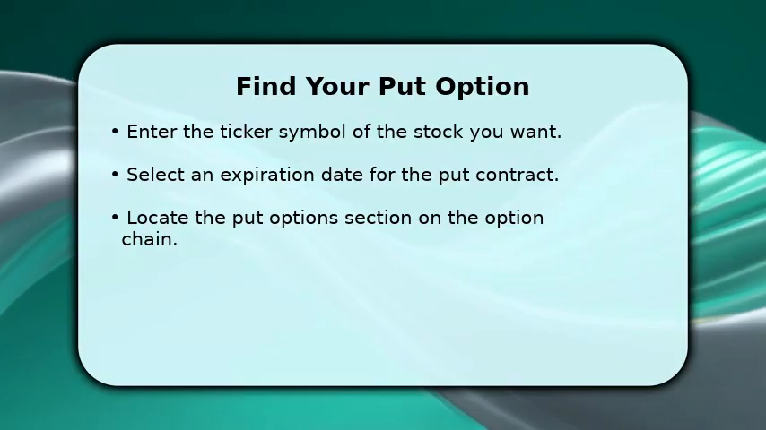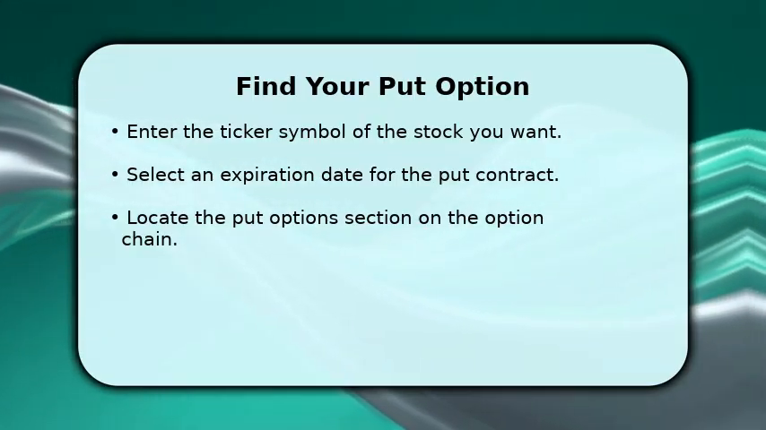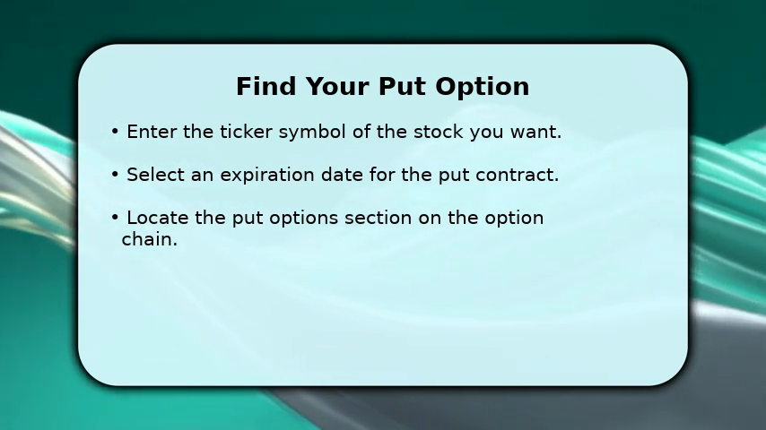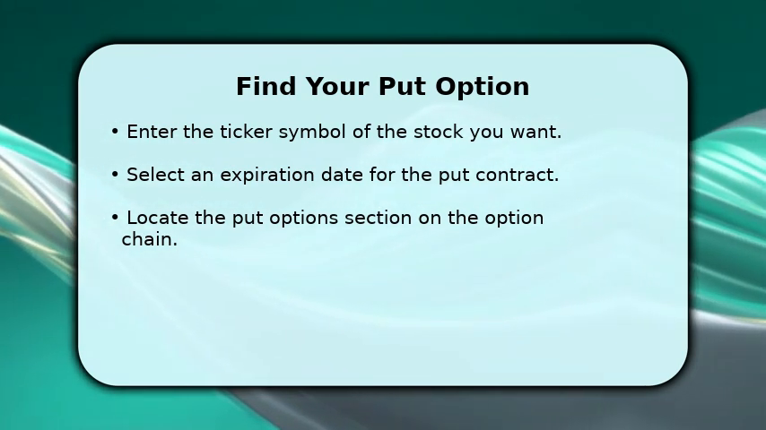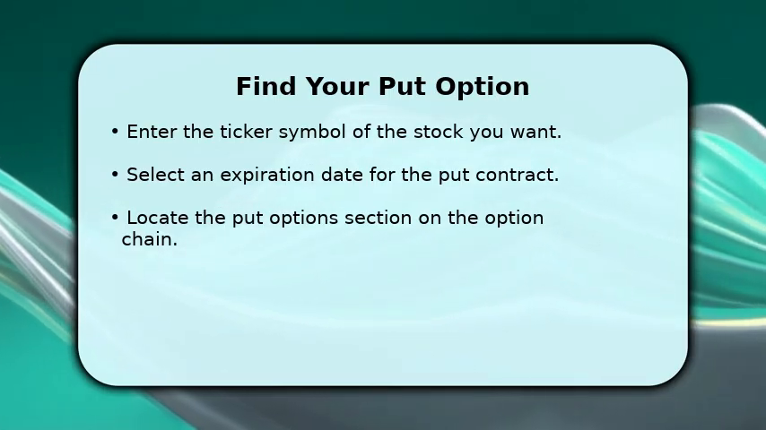Next, you'll need to find the specific put option you want to buy. Enter the ticker symbol for the underlying stock into the search bar. After that, choose an expiration date from the available options. Remember, expiration dates can significantly impact the option's value.